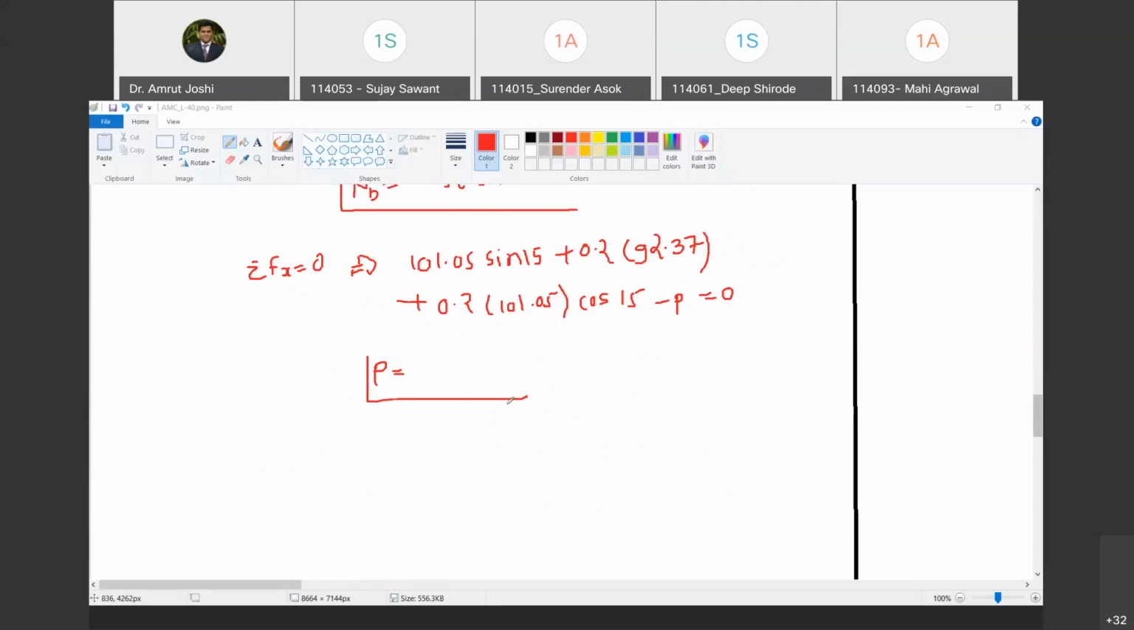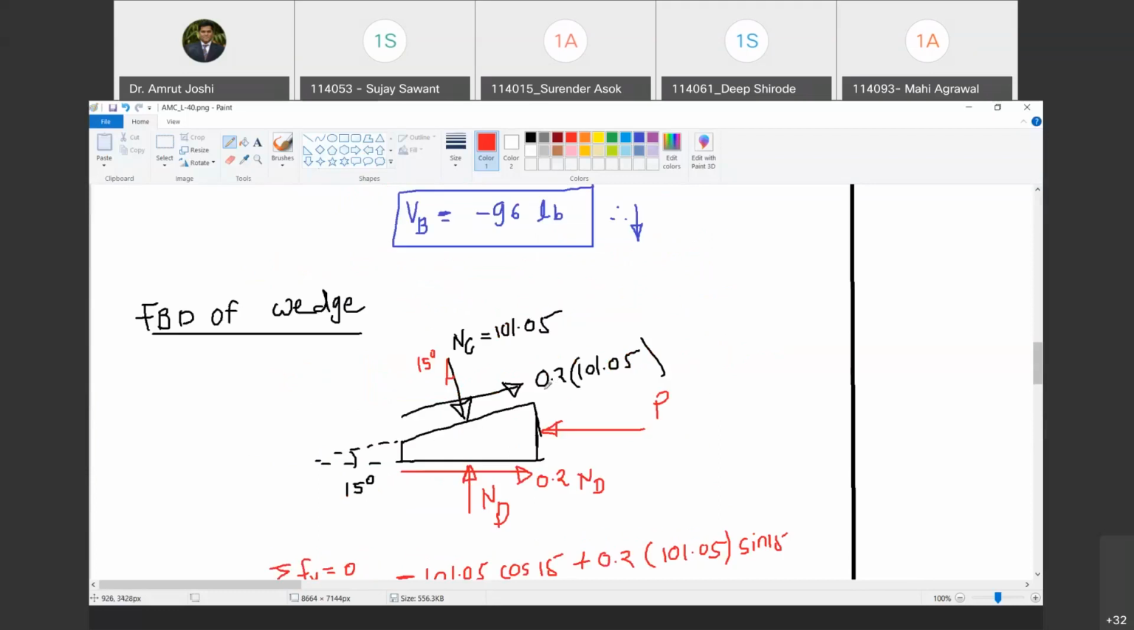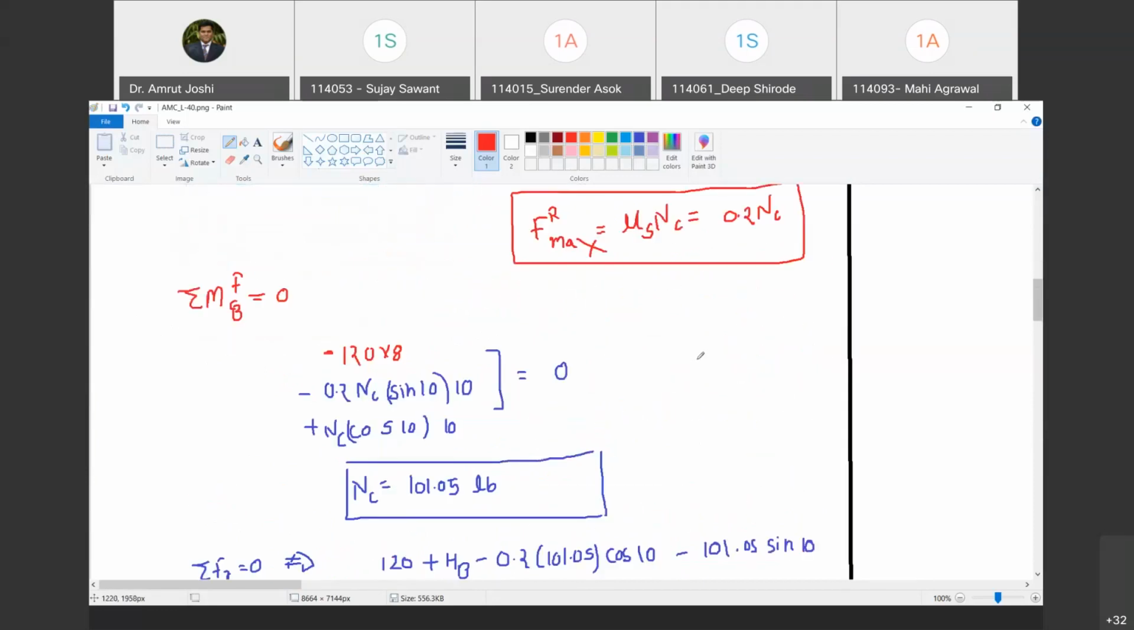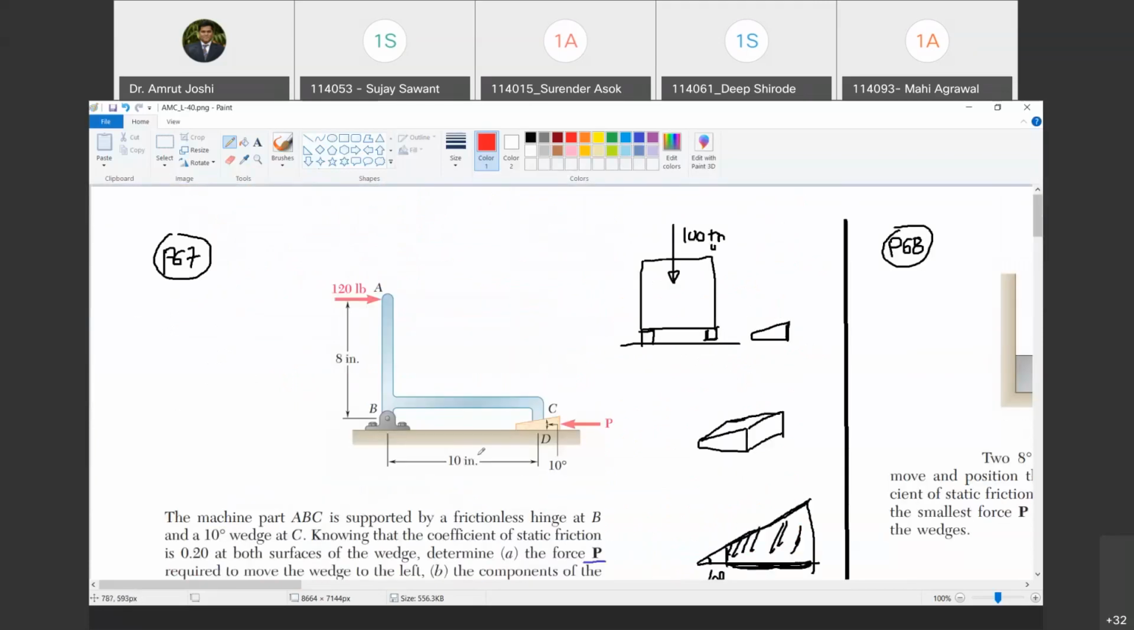Okay. Just give me a minute. Yes, 64.14. Okay. There isn't any mistake somewhere, is there? NC is 101.05. That's correct. 0.2.